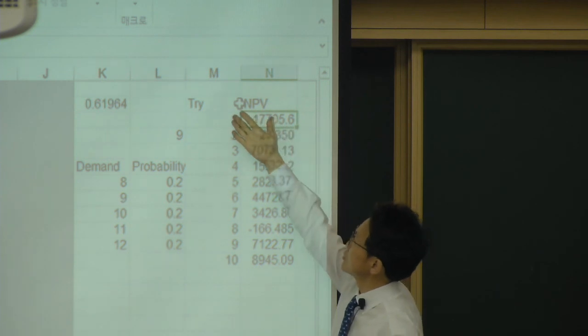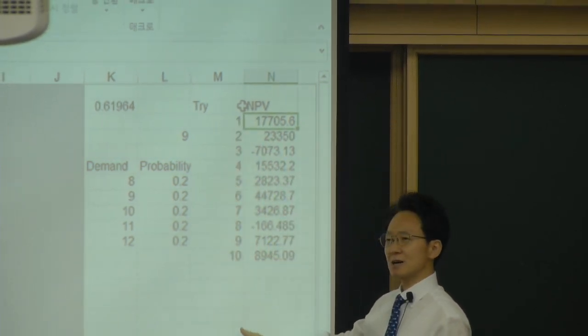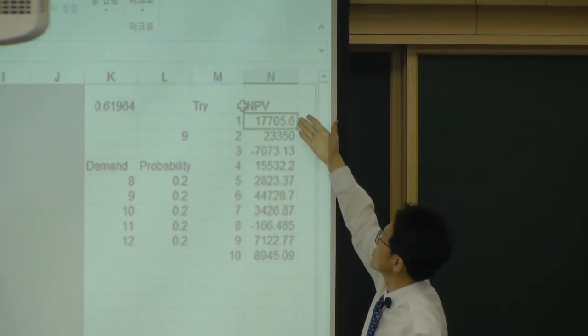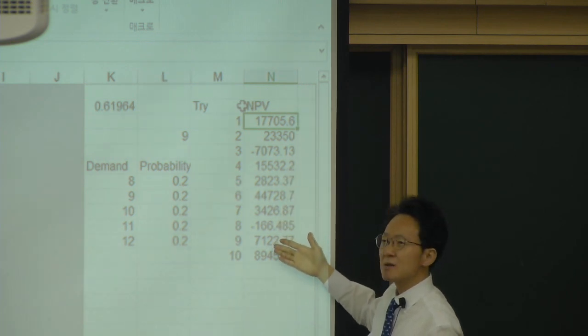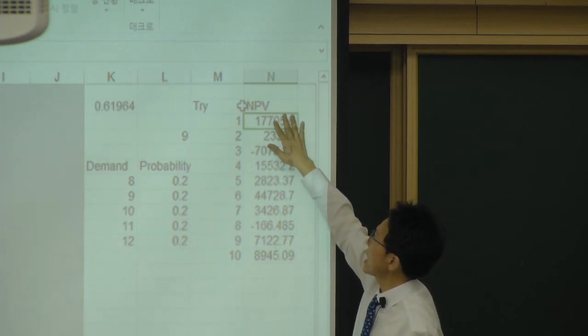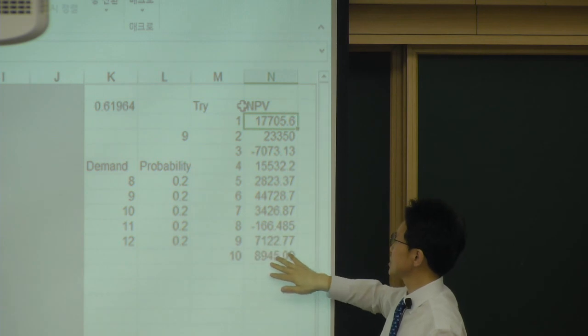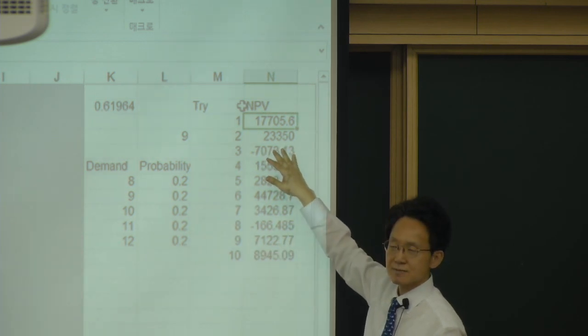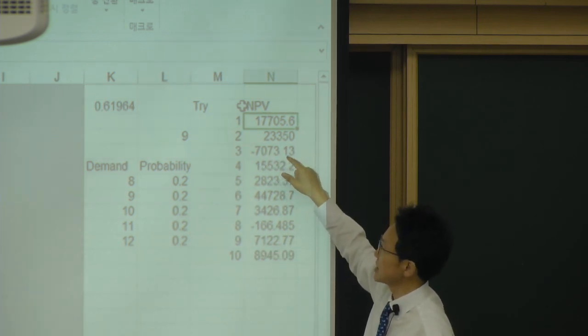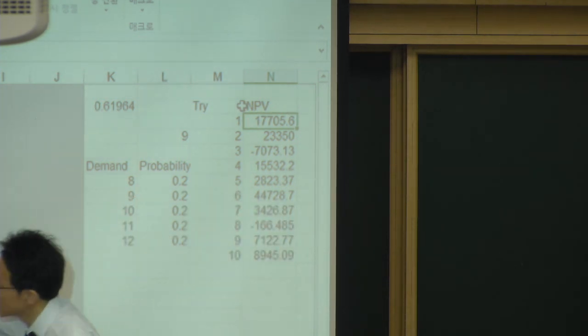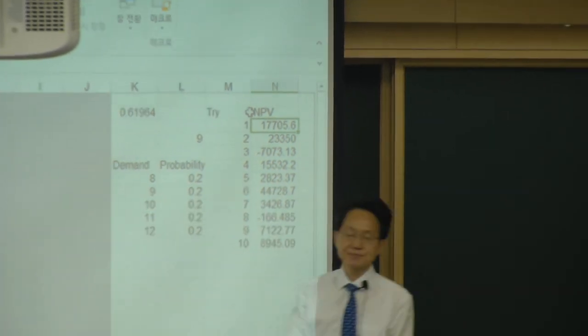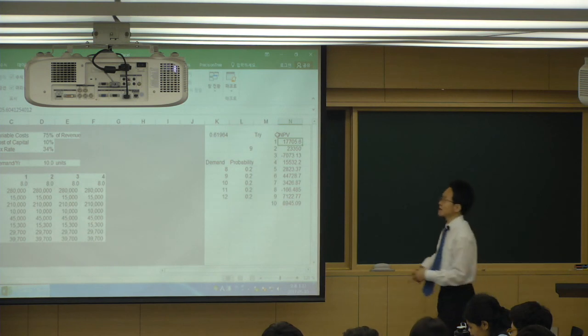I just do these things many times. And then I look at these NPVs. And probably I want to look at how this NPV is distributed rather than looking at only one point estimate. That's the main idea of a simulation.